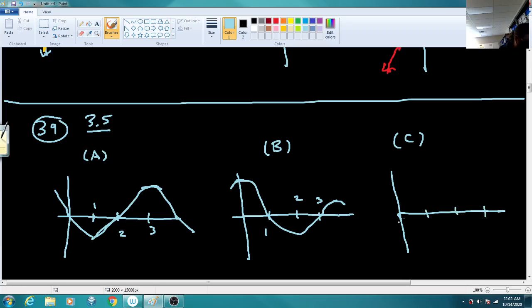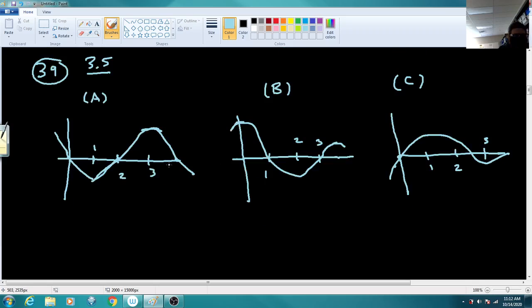So graph C goes like this. Then it comes back down a little bit beyond 2, goes down, and then it comes back up, kind of. Okay, so 1, 2, and 3. So we're supposed to find which is F, F prime, and F double prime.